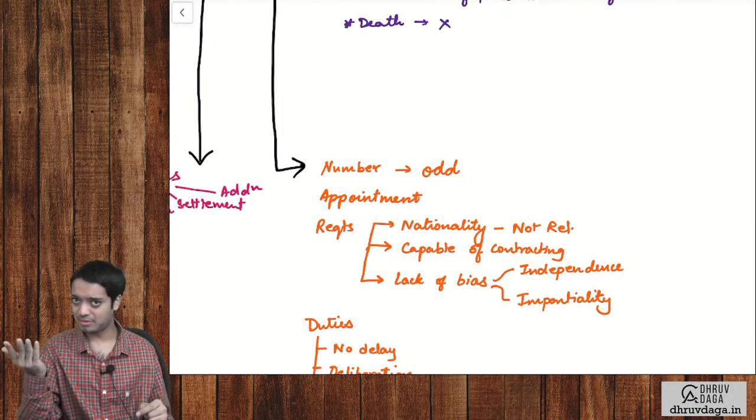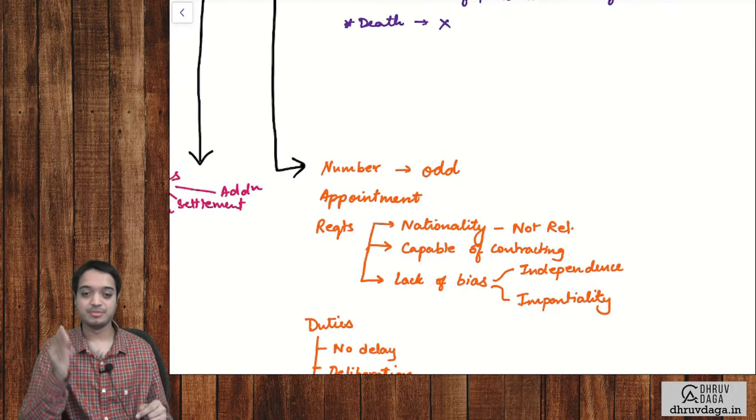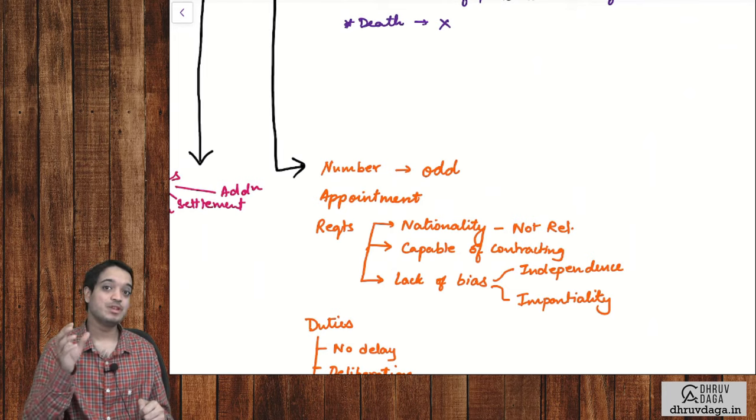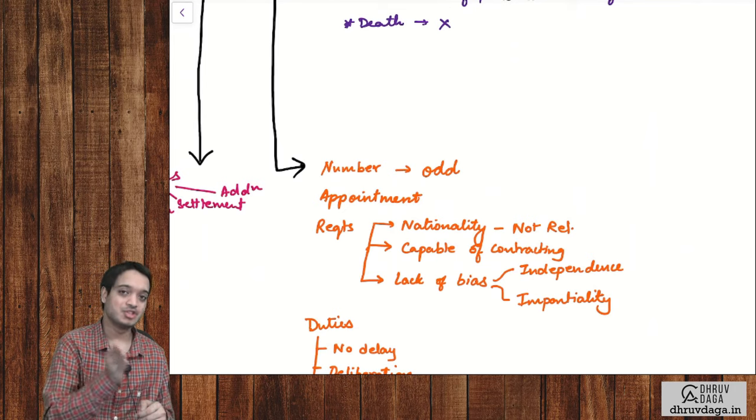Now, let's talk about arbitrator or arbitral tribunal. So, in arbitral tribunal, there can be a sole arbitrator or there can be a panel of arbitrators. The number of arbitrators should be odd. The reason is that the decisions should be able to be taken by majority.